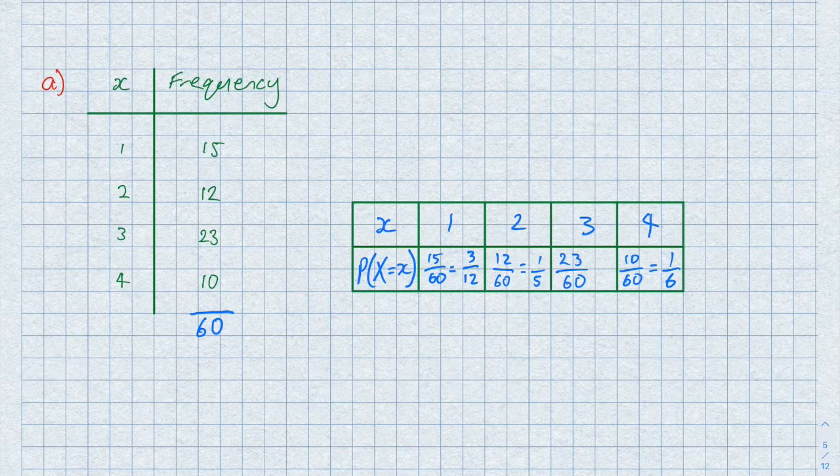Now we do have to verify that it is a probability distribution, and the way to do that is to add them up. The easiest way to add these up is to leave them out of 60. And of course that is going to work because the way we got the 60 was to add up those numerators. So we can see easily that's 60 out of 60, which is equal to 1. So it is a probability distribution. Each probability is between 0 and 1, and they all add to 1.